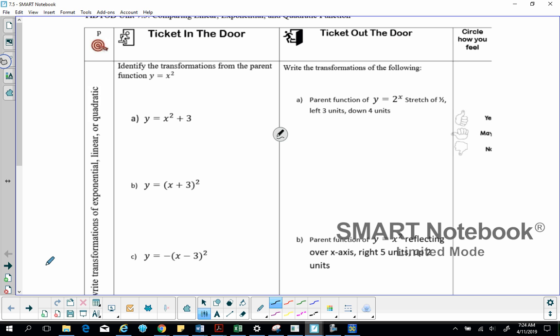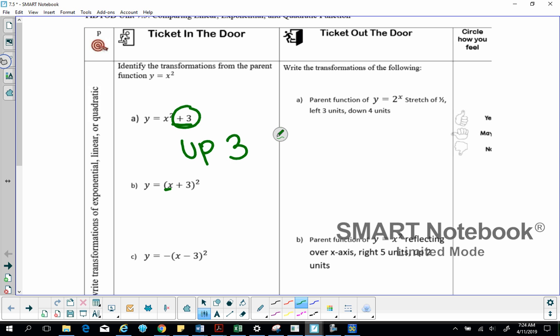We did quadratic transformations a little while ago, but who can tell me if it's plus 3, what does that mean? Good. It goes up 3. So always, if there's a constant like that, where it's a big number, it's usually up or down. So up would be plus 3 at the end, minus 3 at the end would be down 3.